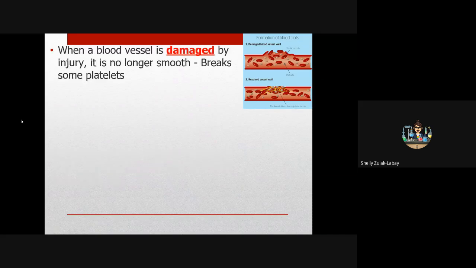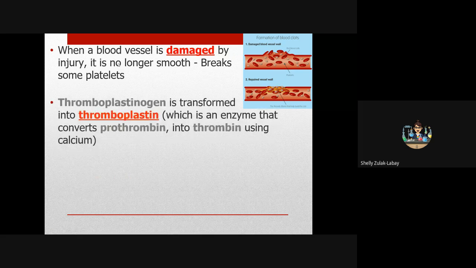So when a blood vessel is damaged by injury, its outer surface is no longer smooth, and in the process, some platelets will become broken. When this occurs, the clotting factor or protein called thromboplastinogen is transformed into thromboplastin, which is a type of protein enzyme that converts another protein called prothrombin into another enzyme called thrombin using calcium to help.